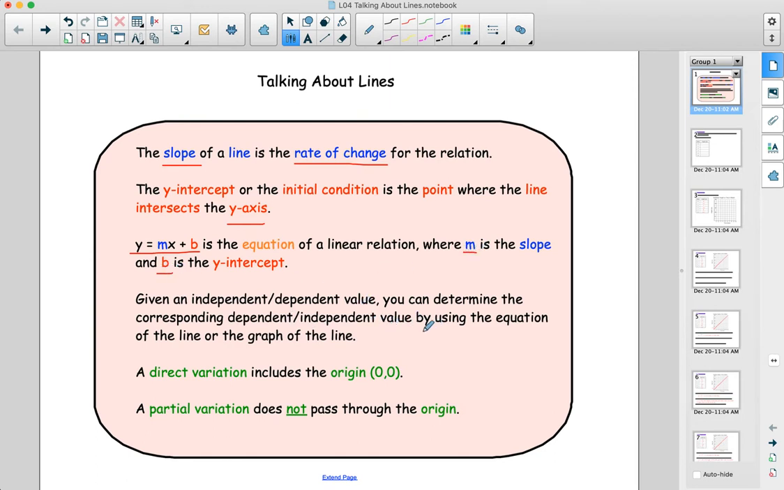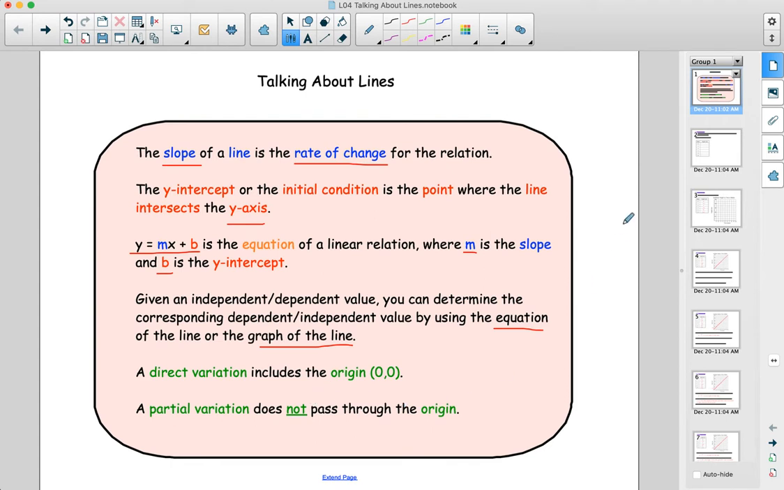Given an independent or dependent value, you can determine the corresponding dependent or independent value by using one of 3 things: the equation of the line, the graph. You could also use a table of values. You'll see that we're going to be looking at that as well. Remember, a direct variation passes through the point 0, 0, or the origin, and a partial variation does not.